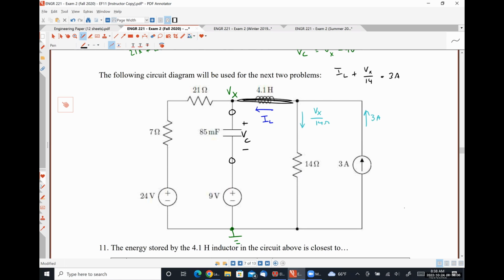Oh yeah, so you could just do Vx minus 24 over 28. That also works.